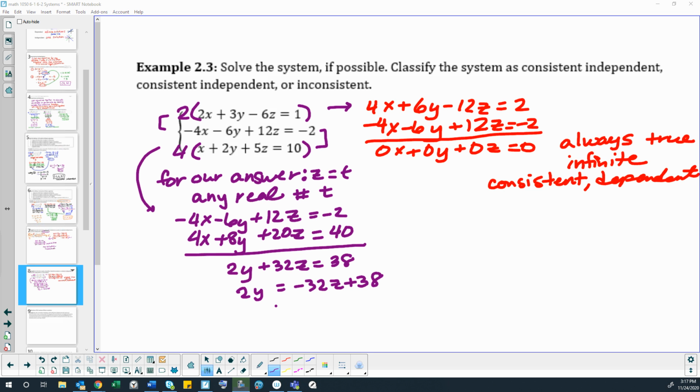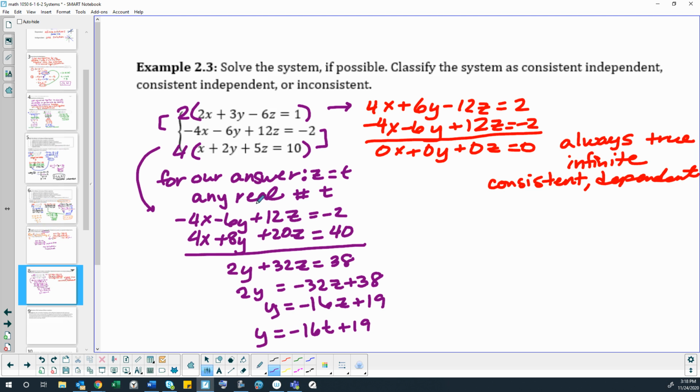So I got a phone call, I'm not sure exactly where I left off, but I think I was about to divide by 2, which gives me y equals negative 16z plus 19. Now, to put that in our parameter form, we're going to replace our z with a t, and now this is our answer for y based on parameter t. So no matter what value we pick for t, we can plug it in this equation and find the value that goes with that for y.